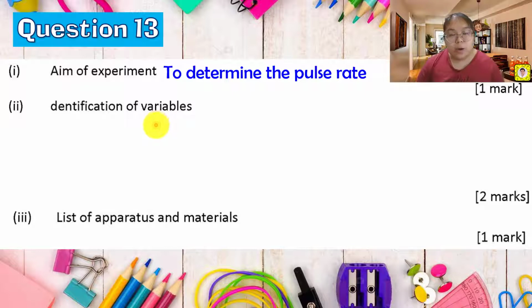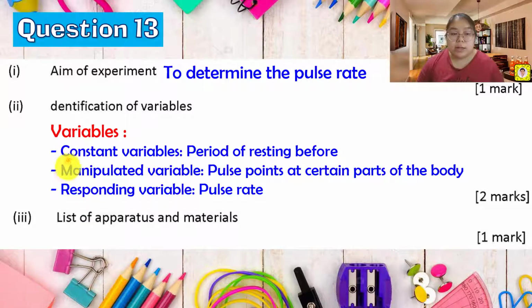Then identify the variables. What do we control from here? We control a part of the body. You check the part of the body, so that one is the manipulated variable. The pulse point at a certain part of the body. Responding, that means we cannot control. It's the pulse rate, because different people have different pulse rates.